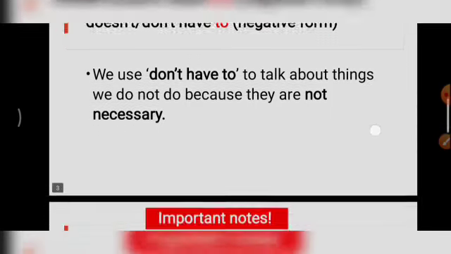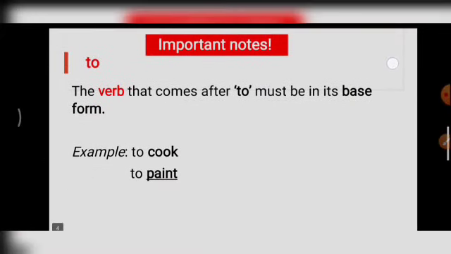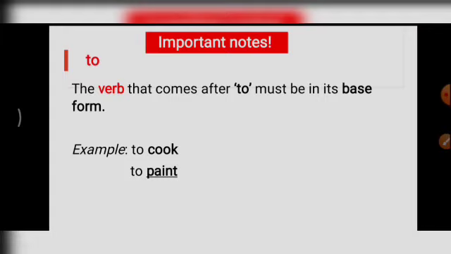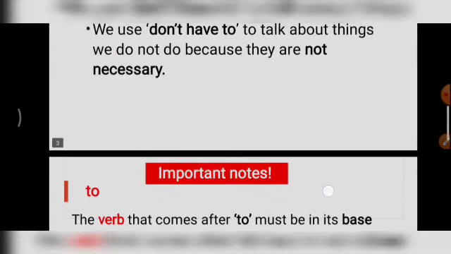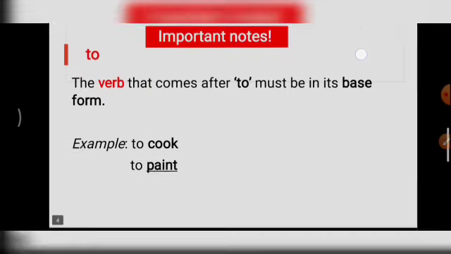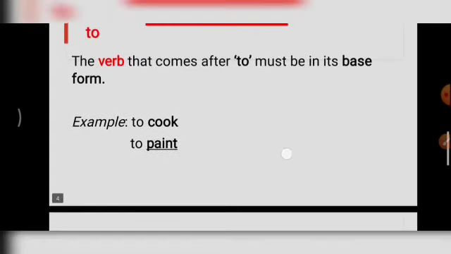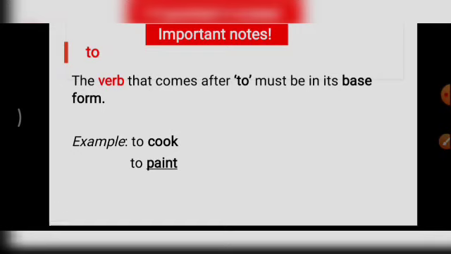But one thing that you must take note, when there is "to", remember that the verb that comes after "to" must be in its base form. Base form means root word, kata yang asal, dia bukan dalam bentuk yang kita tambah s, bukan yang past tense. So dia kena dalam bentuk asal. So for example, to cook, to paint. This one is very easy.